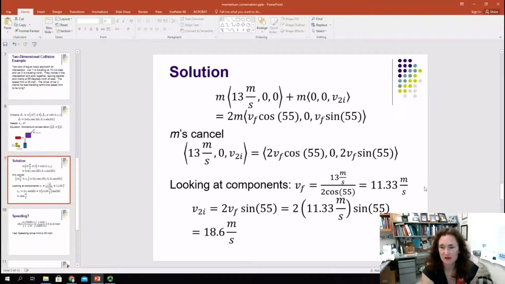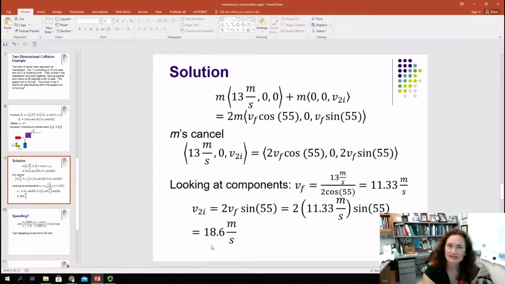Now I can use that final speed of my car sandwich and solve for V2 initial. Looking at the z components of my initial and final velocity vectors, my initial component in the z is v2 initial, and that has to equal the final component, which is 2v final sine 55. That has to be the case for momentum conservation to be satisfied. So v2 initial is equal to 2vf sine 55. Plugging in my final speed of 11.33 meters per second into my calculator, I end up with 18.6 meters per second.